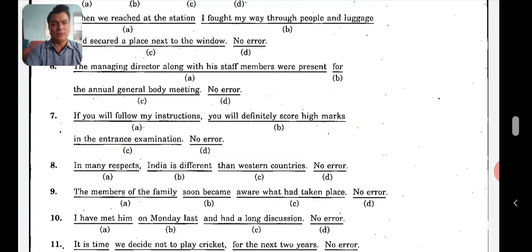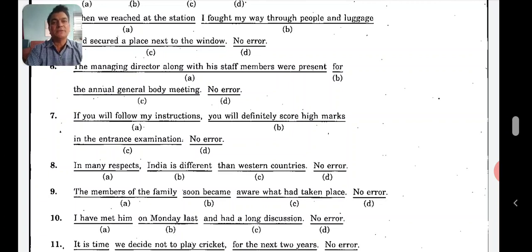Let's go to the seventh one. If you will follow my instructions, you will definitely score high marks in the entrance examination. And now here you see the if clause. That is in simple future tense. It should be in simple present tense or present indefinite tense. If you follow my instructions. So that is the answer there.